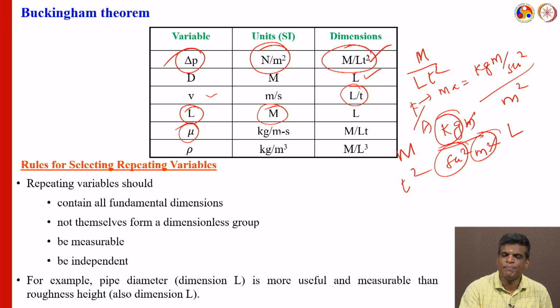Viscosity, kg per meter second, we can write as M by L T, where M stands for mass, L for length, and T for second. Rho is the density, kg per meter cube. So make sure that all these dimensional quantities are there, for example, pipe diameter.